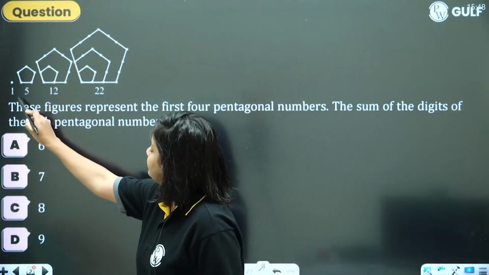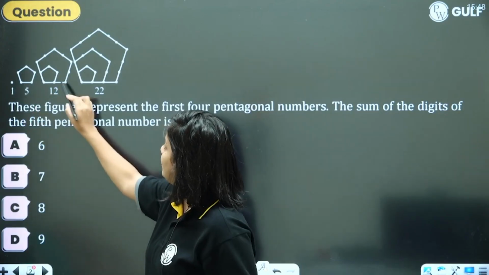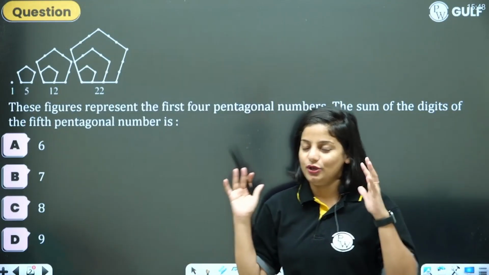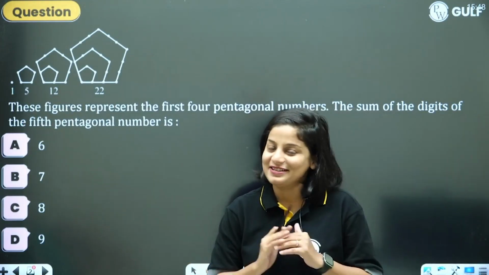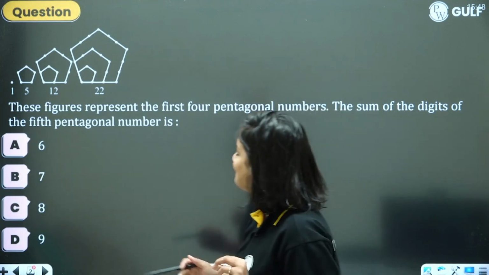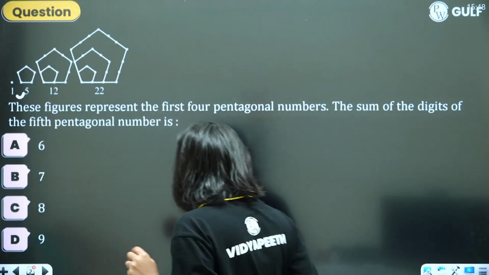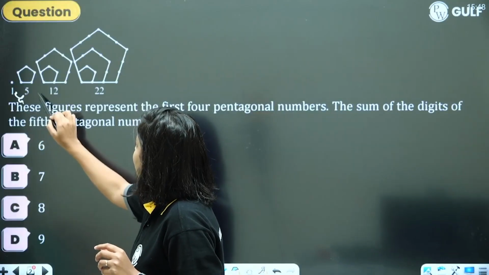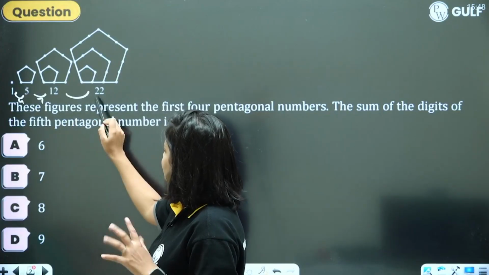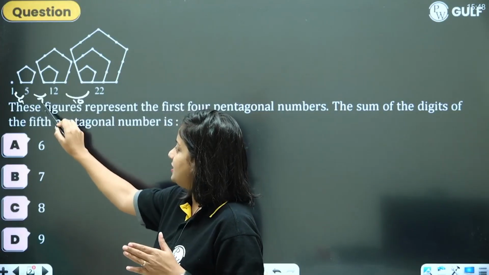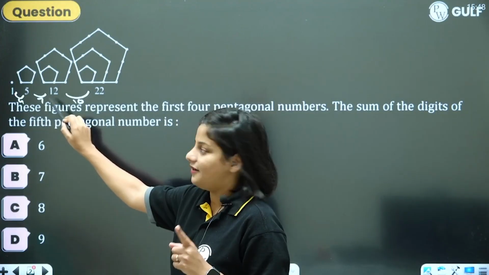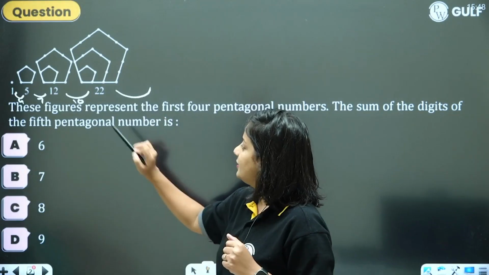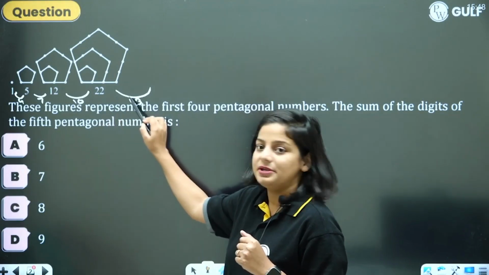Can you see 1 dot, 5 dots, 12 dots, 22 dots? If you notice a pattern, guys, in this paper solving, you have to notice a lot of patterns everywhere. Observation is the key, guys, trust me. The difference is 4, the difference is 7, the difference is 10. Can you see? 4 plus 3 is 7, 7 plus 3 is 10. So the next difference should be 10 plus 3, 13.